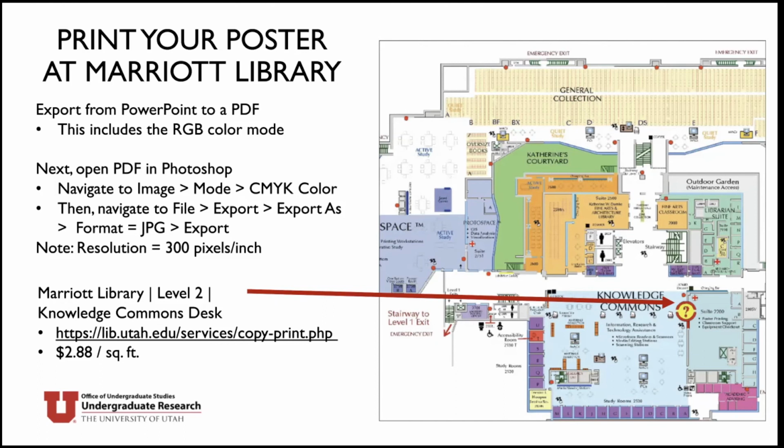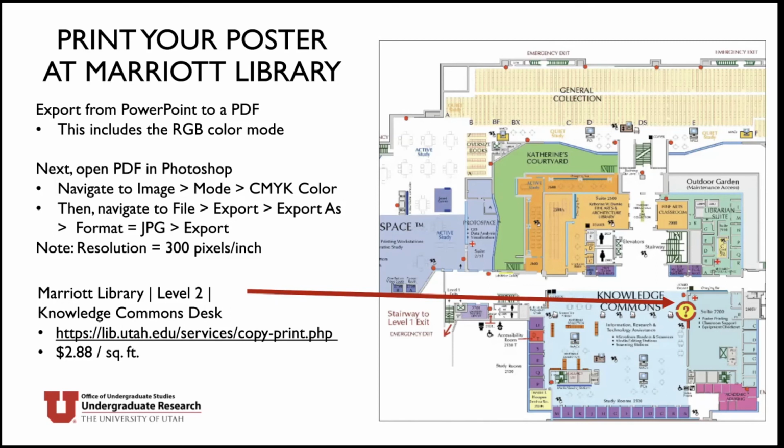Then we take that PDF and we're going to open it up in Photoshop. You all have access to Photoshop on the university's computer lab computers. You can also download the software. The university has a site license, so you can get it for free on your own computers. When you are in Photoshop, navigate to the Image menu, then to the Mode submenu and choose CMYK color. It's going to convert the code into a print-oriented color.